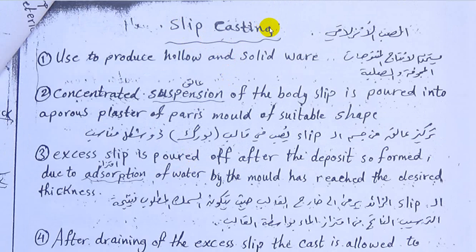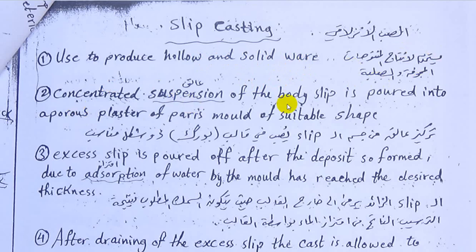The slip casting. The slip casting method is used mainly and basically to produce hollow as well as solid wares.